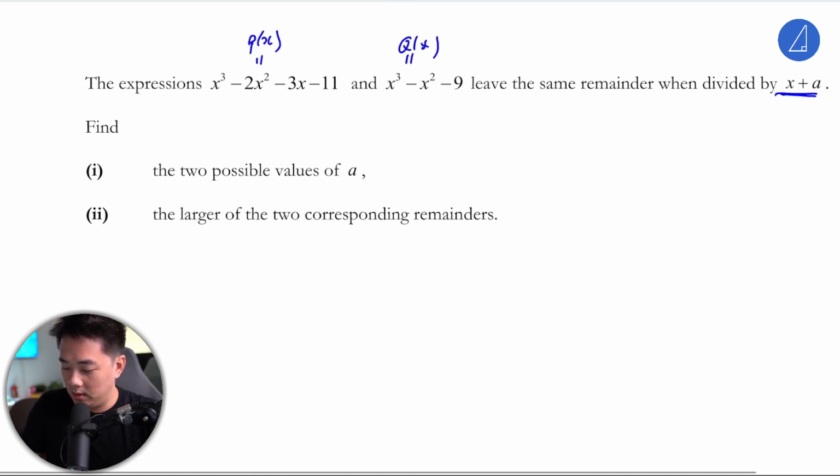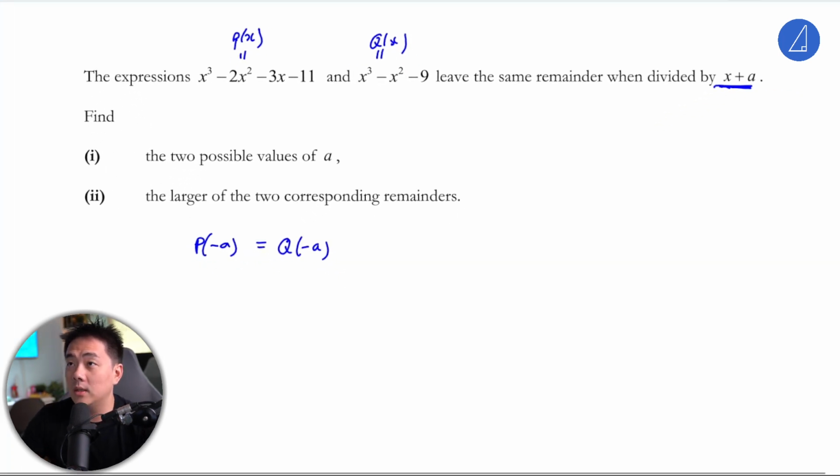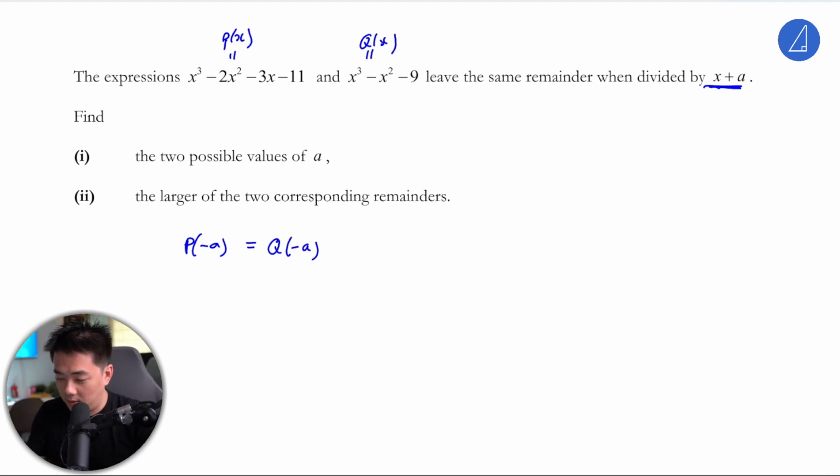All right, so essentially the remainder when it's divided by x plus a, when x is minus a, p(-a) is equal to q(-a). All right, so just let p(x) be that. So let's find the two possible values. I think this is pretty okay.